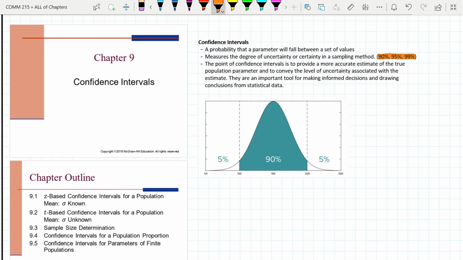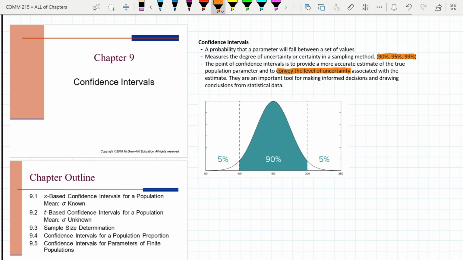So what is the point of all of this? Well, the point of confidence intervals is to provide a more accurate estimate of the true population parameter and to convey the level of uncertainty. So let me highlight that, convey the level of uncertainty associated with the estimate. They're an important tool for making informed decisions and drawing conclusions from statistical data.